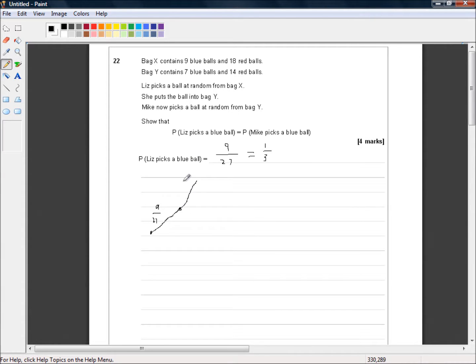So there is a probability of 8 out of 22 that he picks a blue ball. The probability that he doesn't pick a blue ball, of course, is 1 minus 8 out of 22, but we don't care about that. Now let's assume that Liz does not pick a blue ball, so the probability of that, because these are mutually exclusive probabilities, is going to be 1 minus 9 over 27, which of course is 18 over 27.